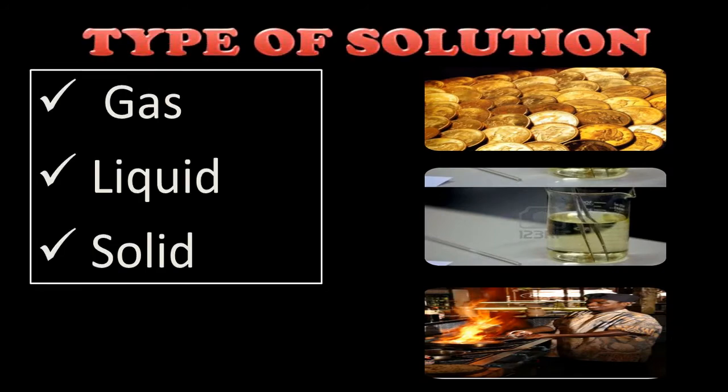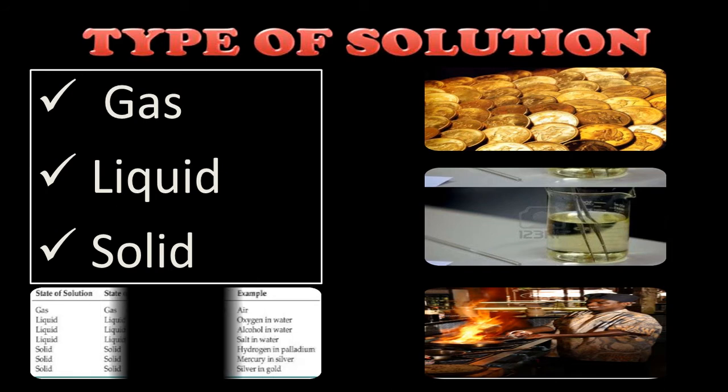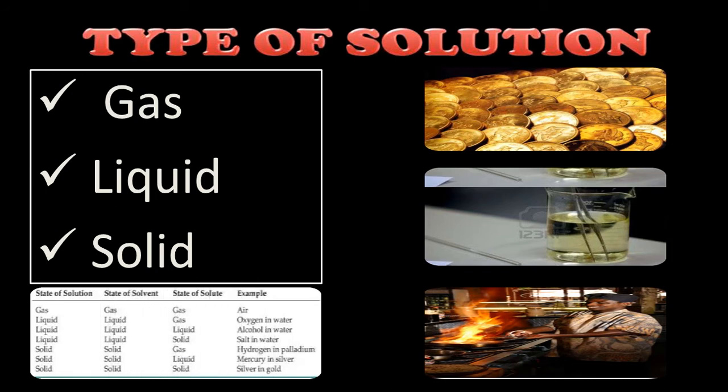Here are the types of solutions: we have gas, liquid and solid. If we have a gas solute dissolving in a gas, the solution will be gas, like air. If we have a gas dissolving in a liquid, the state of the solution will be liquid, like oxygen in water or oxygenated water. If the solute is liquid and the solvent is liquid, the solution will be liquid, like alcohol in water. Salt in water: the solute is solid and the solvent is liquid, forming a salt solution, so the solution will be in a liquid state.